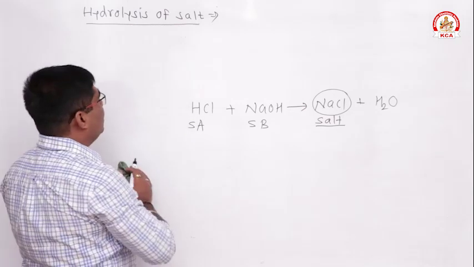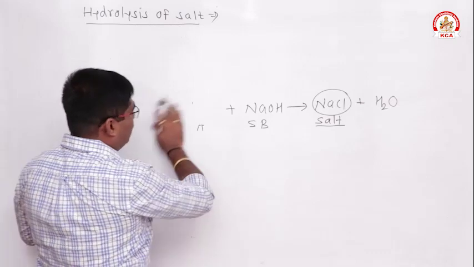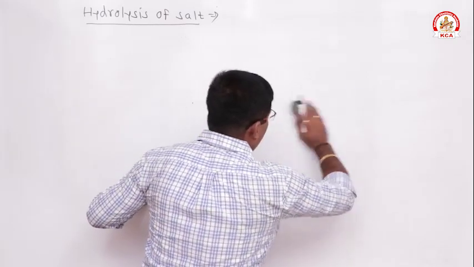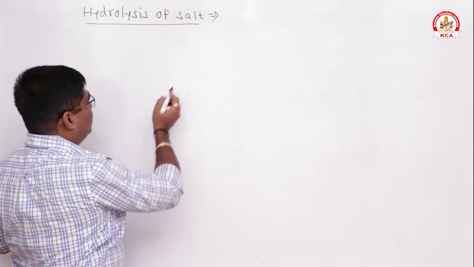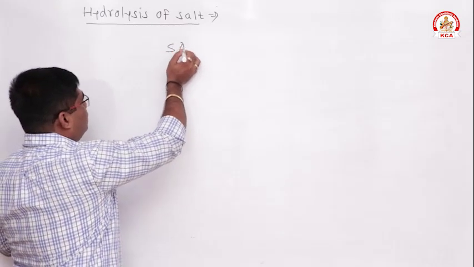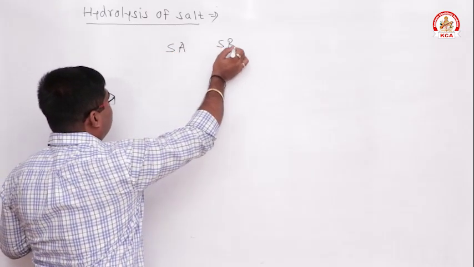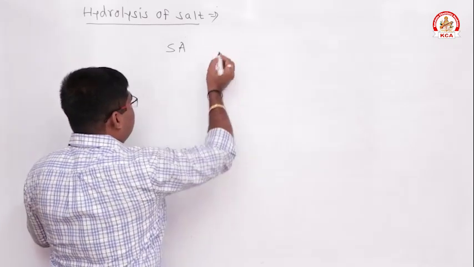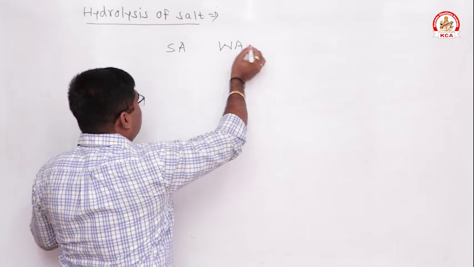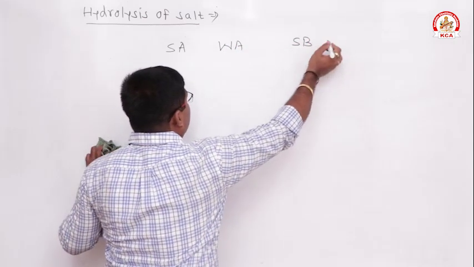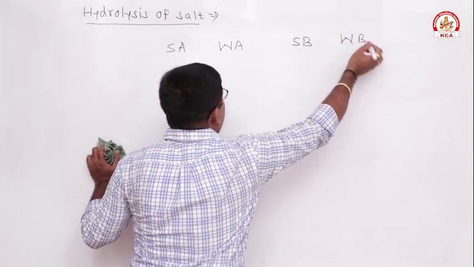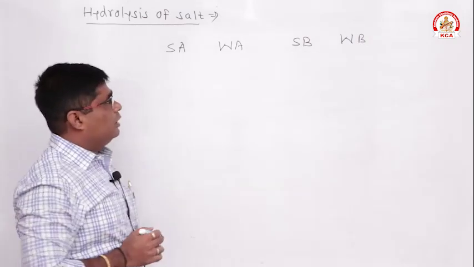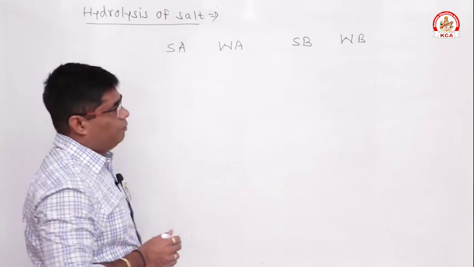So you know that how many types of acids and bases? There are two types of acids and two types of bases. Strong acid, weak acid, strong base, weak base.